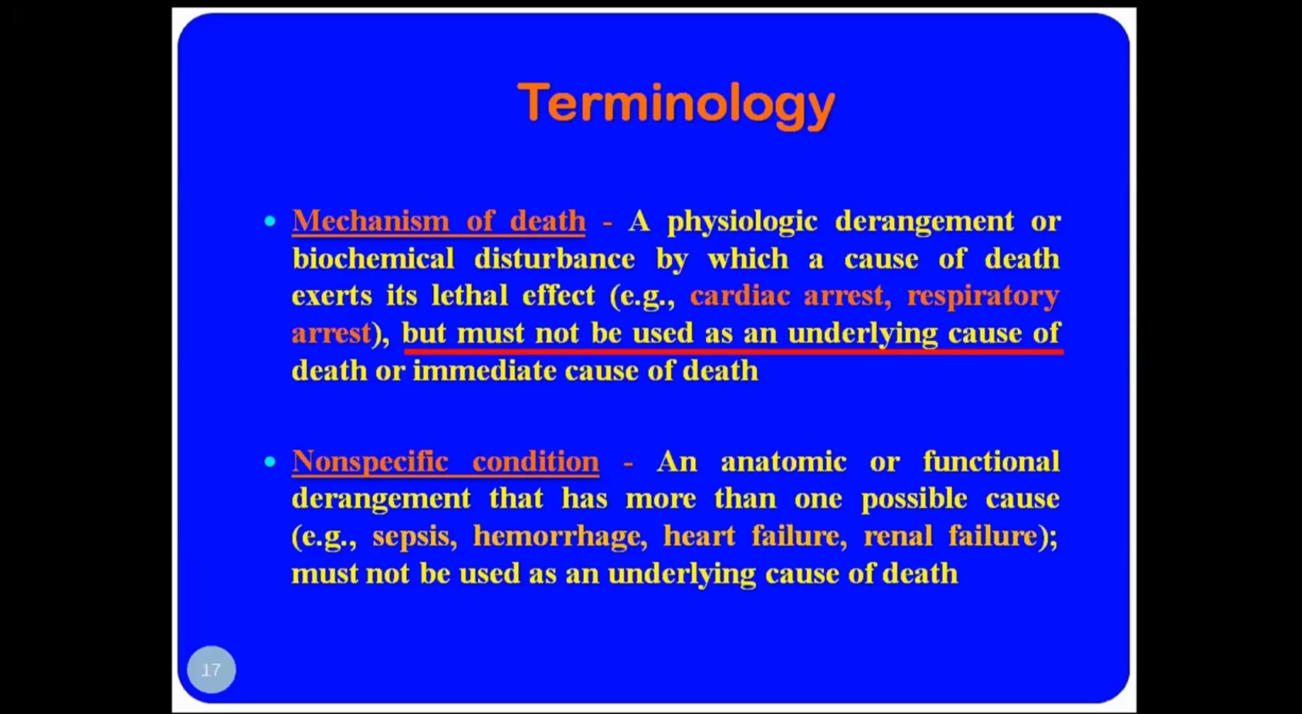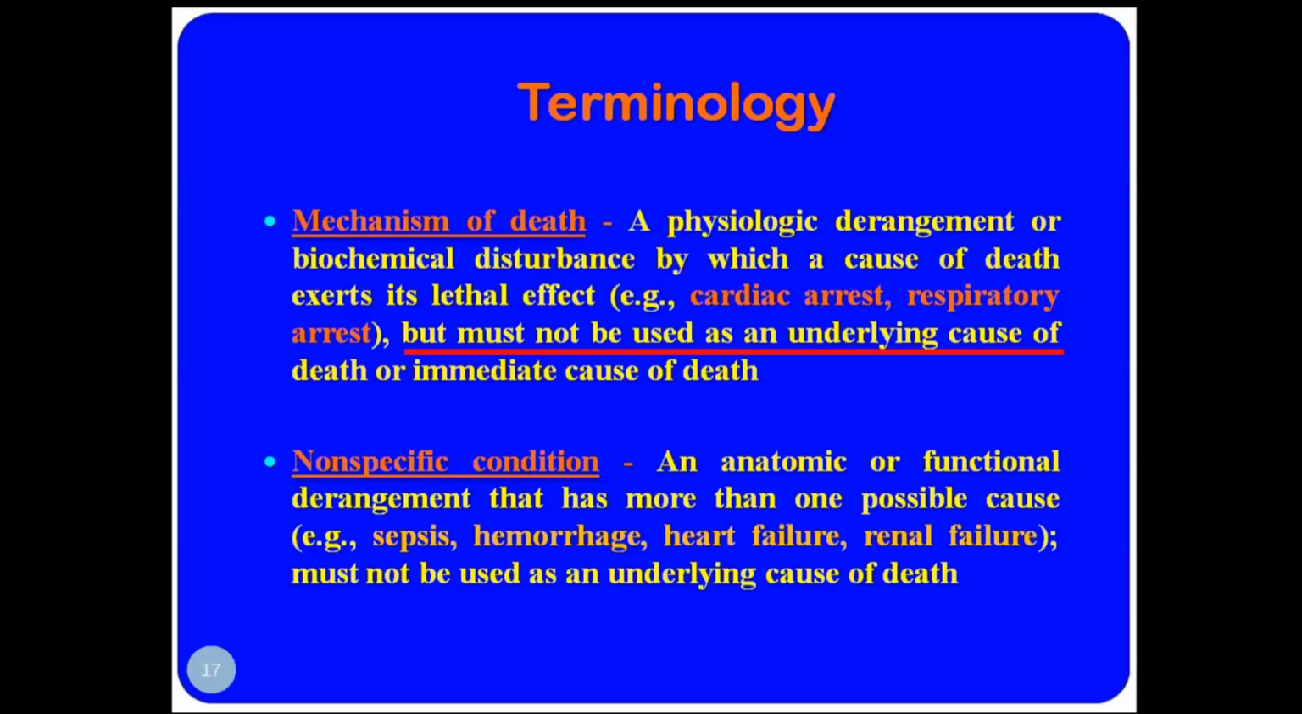Hemorrhage. Now, hemorrhage can be any hemorrhage. So please try to be more specific whenever we are writing these conditions. Heart failure: systolic heart failure, diastolic heart failure, what type of heart failure, congestive cardiac failure. So we have to be precise. Renal failure. Now, renal failure, heart failure, these are very broad definitions. So we have to be precise. It was an acute kidney injury leading to renal failure. But these non-specific conditions should never be used as underlying cause of death.